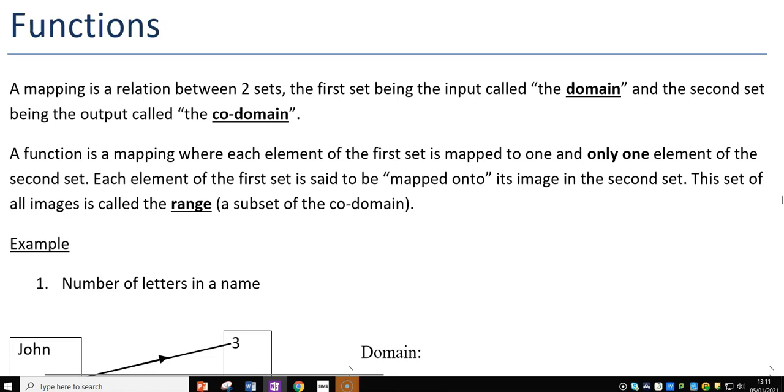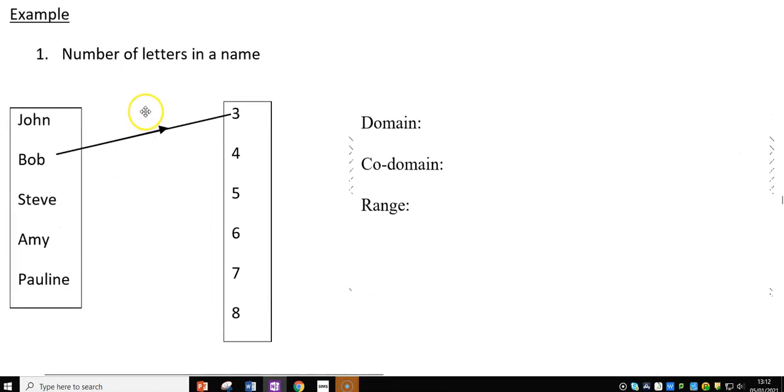So a function is a mapping where each element of the first set is mapped to one and only one element of the second set. Each element of the first set is said to be mapped onto its image in the second set. This set of images is called the range, and it is a subset of the codomain. Okay, so let's break all of that down. Number of letters in a name. We'll look at this and then we'll explain what all the different words mean here.